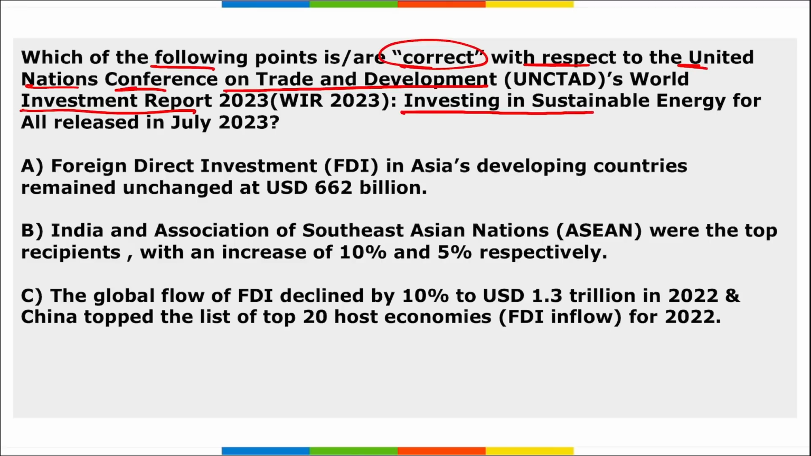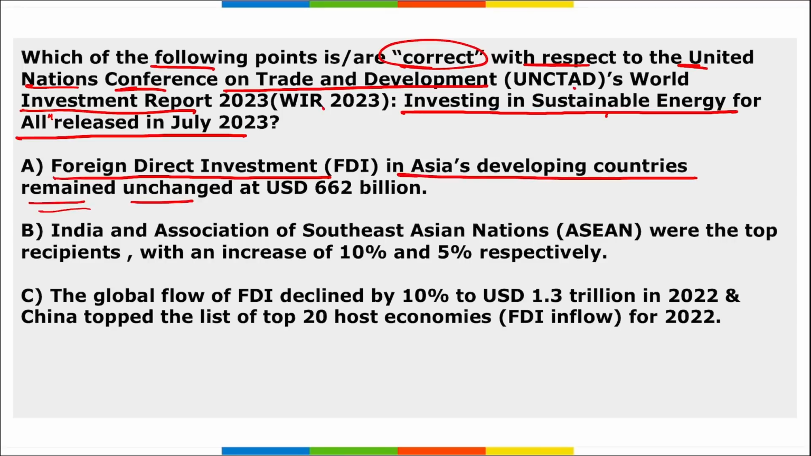Here, investing in sustainable energy for all, released in July 2023. This is the name of the report, correct? That was released by UNCTAD's World Investment Report. And now the question asked here is, which among the following is correct? Option A, foreign direct investment in Asia's developing countries remained unchanged at $662 billion. So yes, option A is correctly mentioned here.